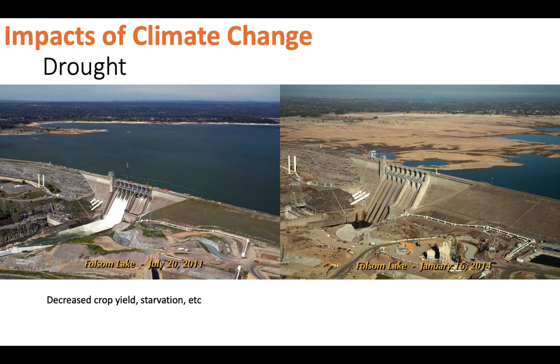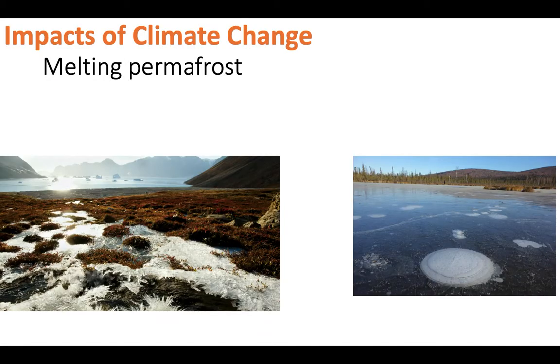So let's go through some of these. Drought. As it gets hotter, more evaporation, less water on the ground, which can lead to starvation due to decreased crop yield or people just not having enough water to drink. I also mentioned melting permafrost. Permafrost is permanently frozen soil in the polar regions of the Earth, mostly the Arctic, northern Canada and so on. And oftentimes there is methane gas trapped inside that permafrost. But as the Earth warms, that is going to start to melt and release that methane gas.